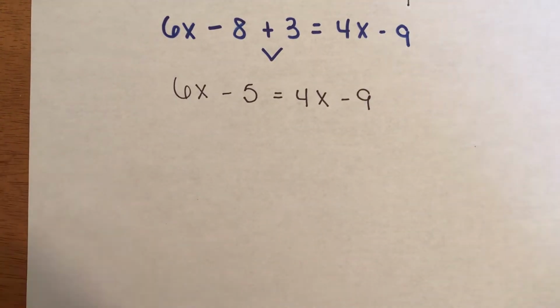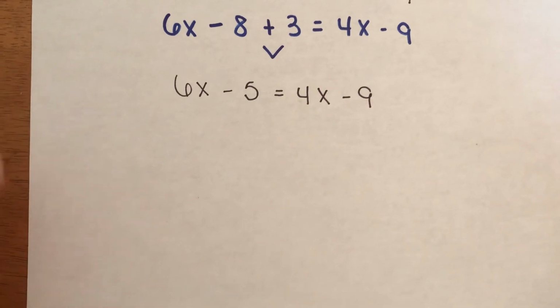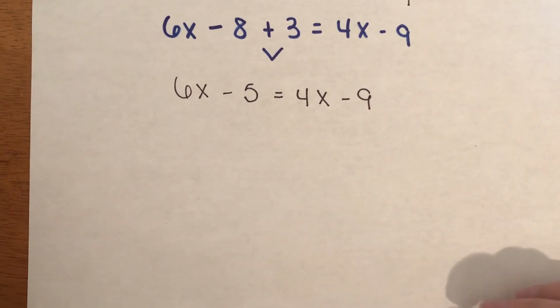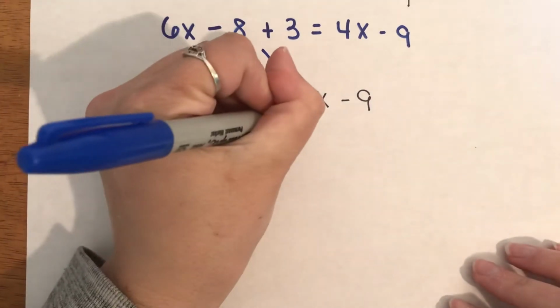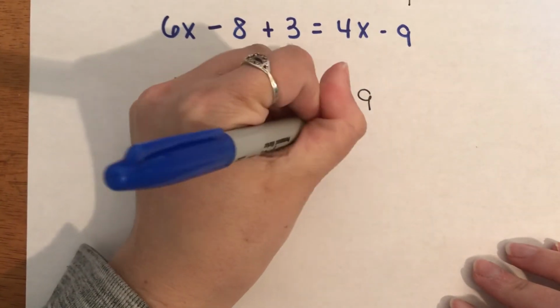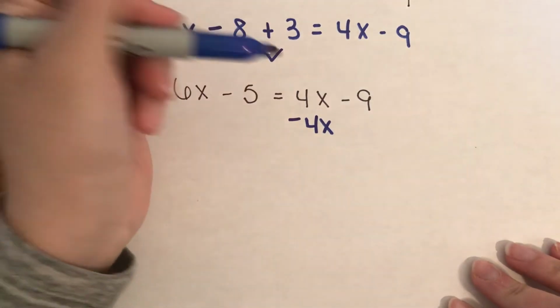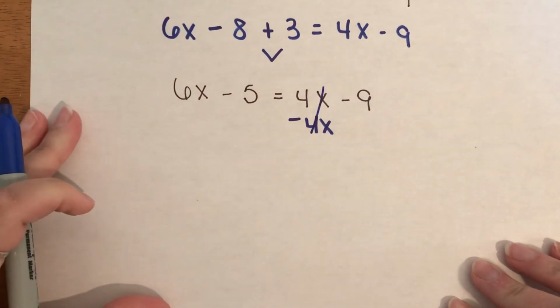I'm then going to continue by solving for x. I notice I have variables and constants on both sides. I'm going to choose in this example to move all of the variables to the left-hand side, which means I need to move the 4x, and I can do that by subtracting it. 4x, take away 4x, cancels out and becomes 0.